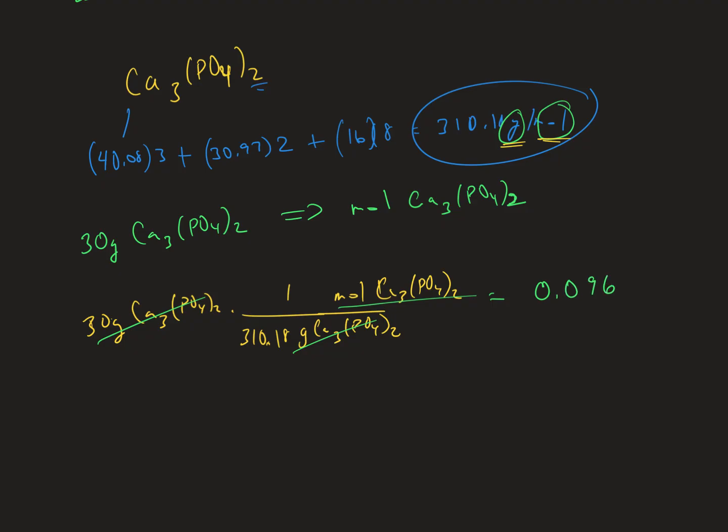0.096. How many sig figs should we have? One. 0.1 moles of calcium phosphate.